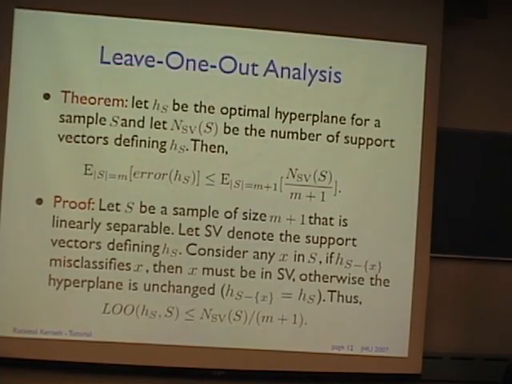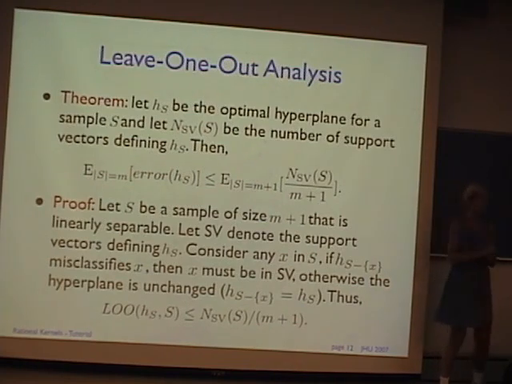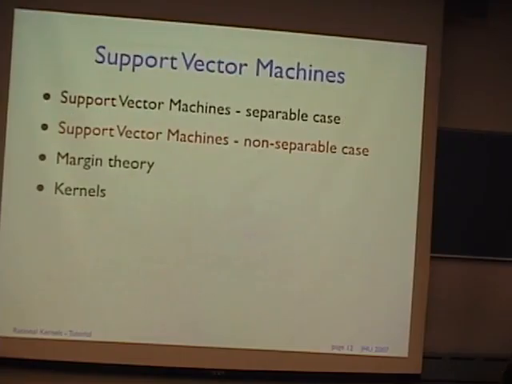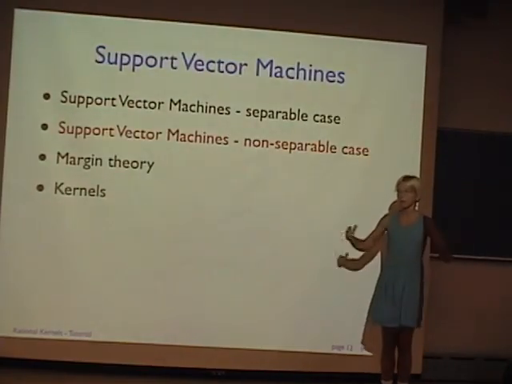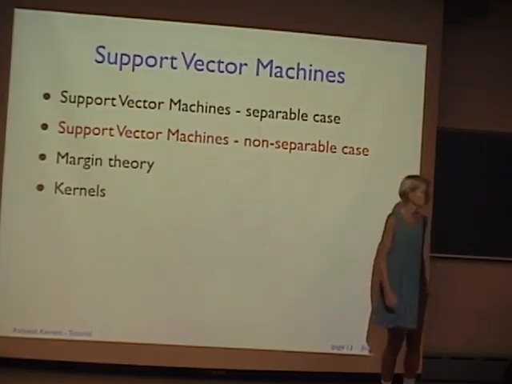This was all I was going to say about the separable case. So this all worked beautifully. We have an idea of the generalization error, and we know how to solve the problem. This all worked beautifully if the data is separable. But in real life, the data is not separable. What do we do? And that is where I started my thesis work. My job was simply to find out what we do with support vector machines when the data is not separable.